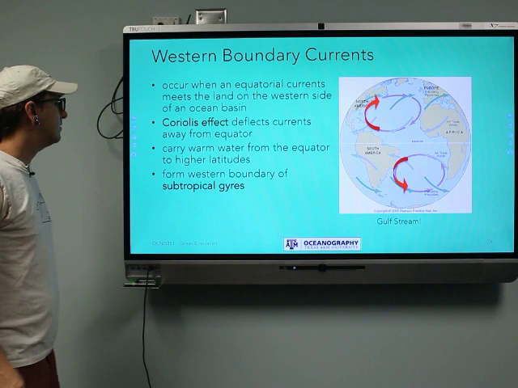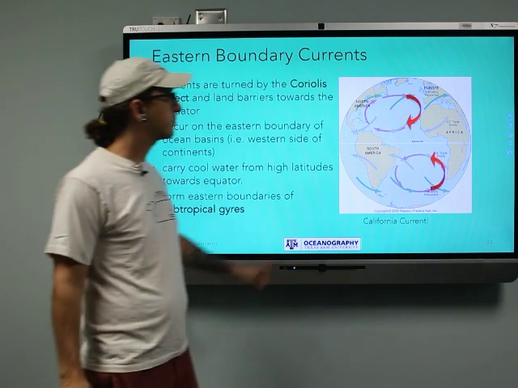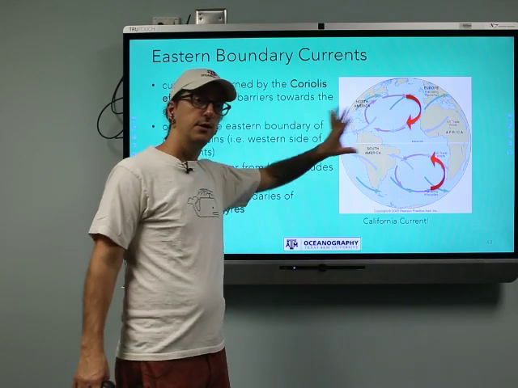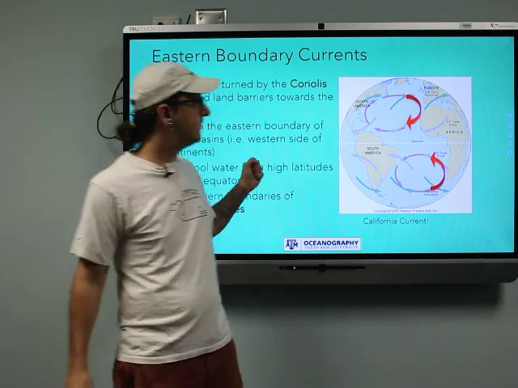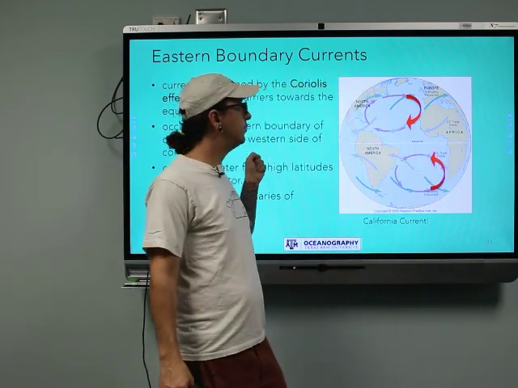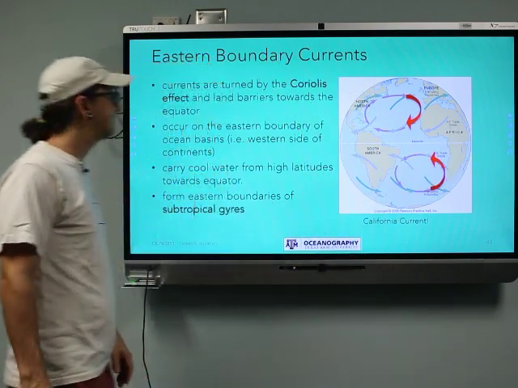Like I said, these form the western boundaries of subtropical gyres. By the way, this is just showing us the ones in the Atlantic Ocean. The ones in the Pacific and the Indian, if this map was to continue all the way in both directions, those also have the same rules.